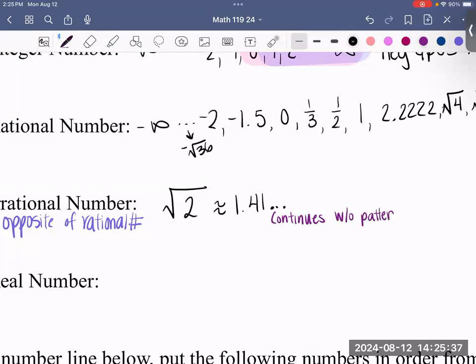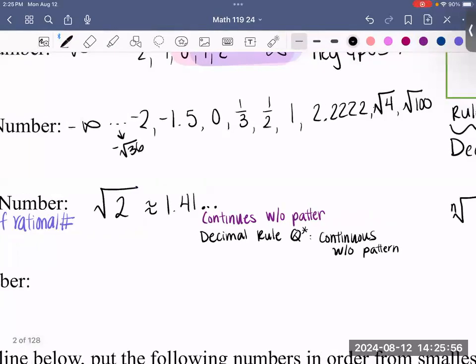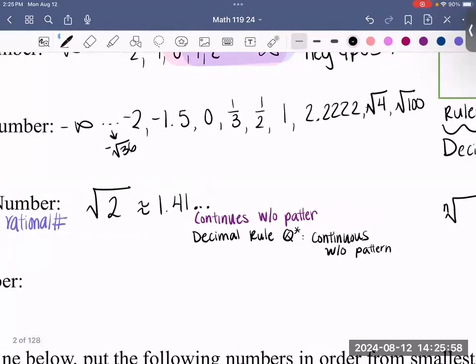So when we talk about the decimal rule, it's going to be continuous without pattern or repeats, right? So the square root of 2 could be 1. Can you think of any other one where maybe it's a little famous that we kind of know of the first few values? Well, another one would be pi. Pi is irrational.